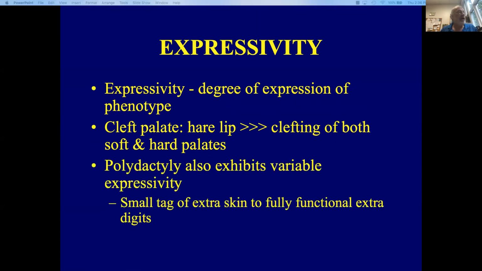And polydactyly also exhibits expressivity. In its least expressive form, the extra digits are merely tags of skin, and in its most expressive form, they're fully functional digits with muscle, bone, nails, and everything. So that's expressivity.